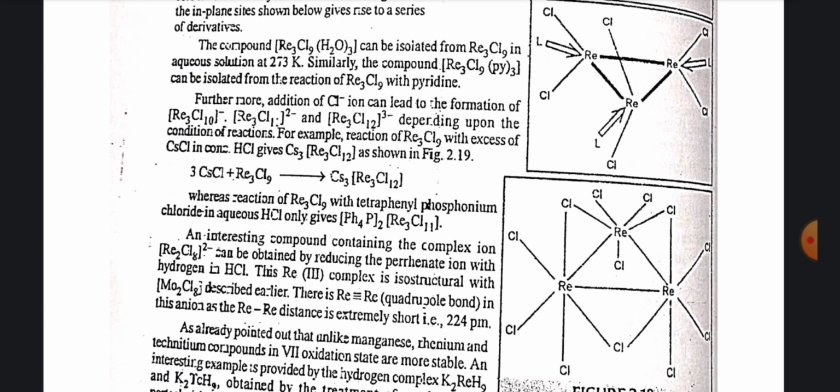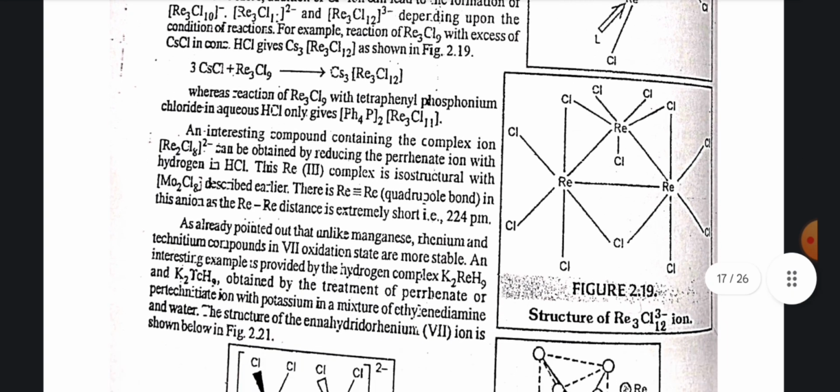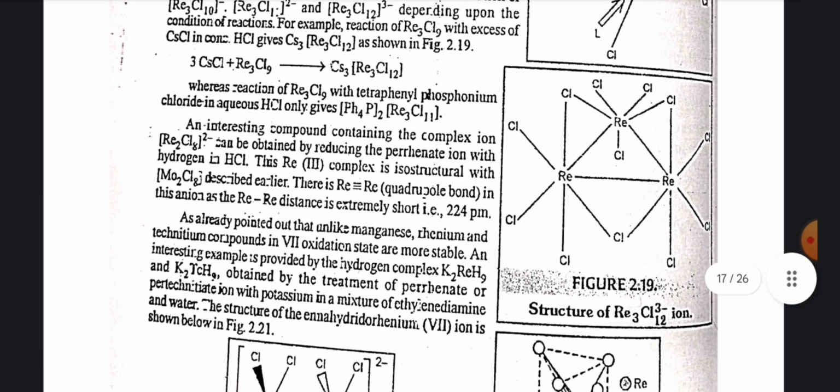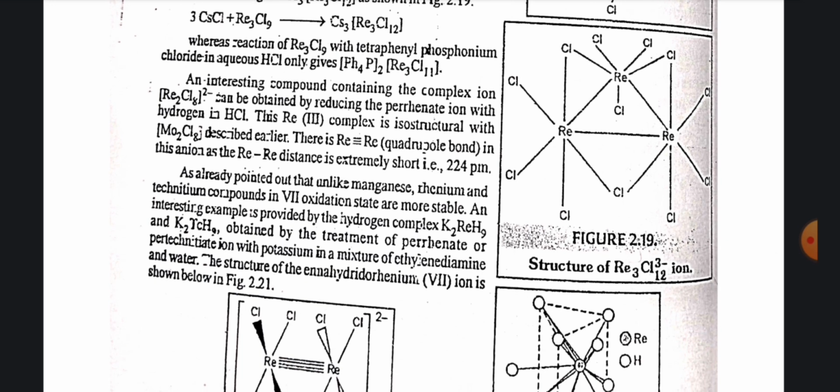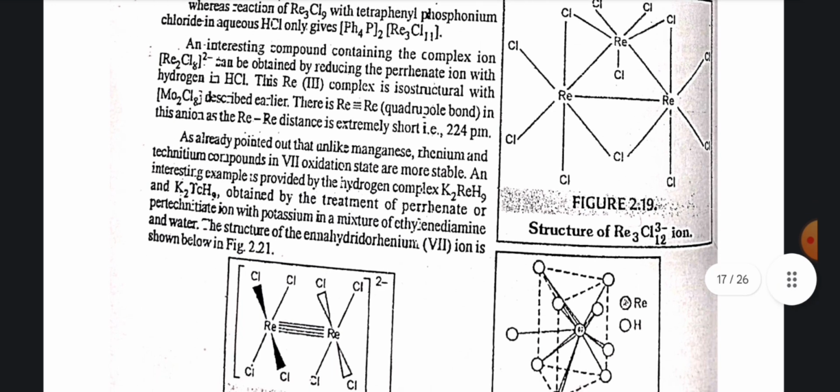The compounds can be isolated from Re3Cl9 in aqueous solution at 273 K. Similarly, the compound Re3Cl9P3 can be isolated from the reaction of Re3Cl9 with pyridine. An interesting compound containing the complex ion can be obtained by reducing the perrhenate ion with hydrogen in HCl. The Savary complex is isostructural with the one described earlier.